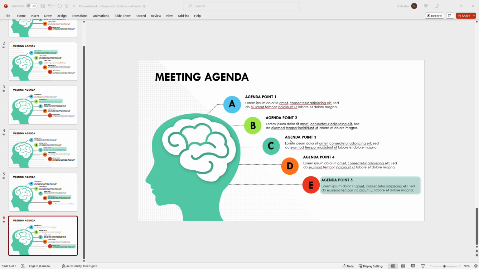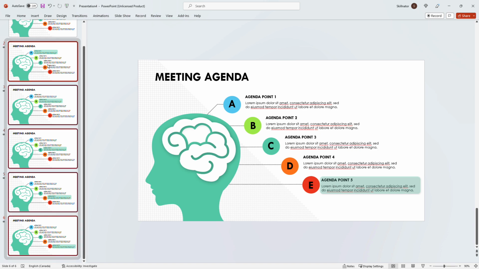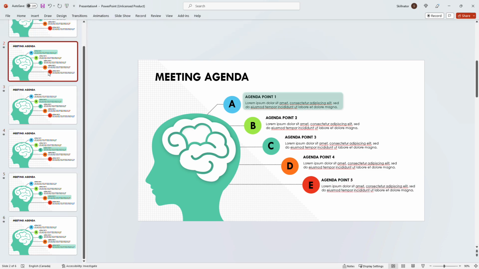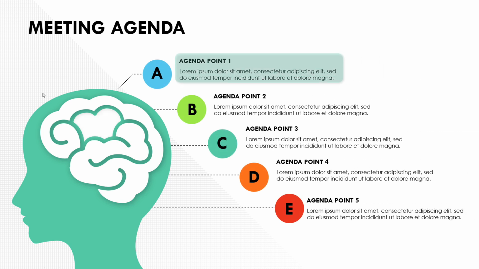I want to make the animation a little faster. To do that, I will select all the slides that have the transition applied, which is slide 2 to slide 6. Then I'll go to the Transition tab and reduce the duration to 1 second. Let's run the presentation again and see how it looks. As you might notice, the boxes are now moving faster since we have adjusted the duration of transitions.